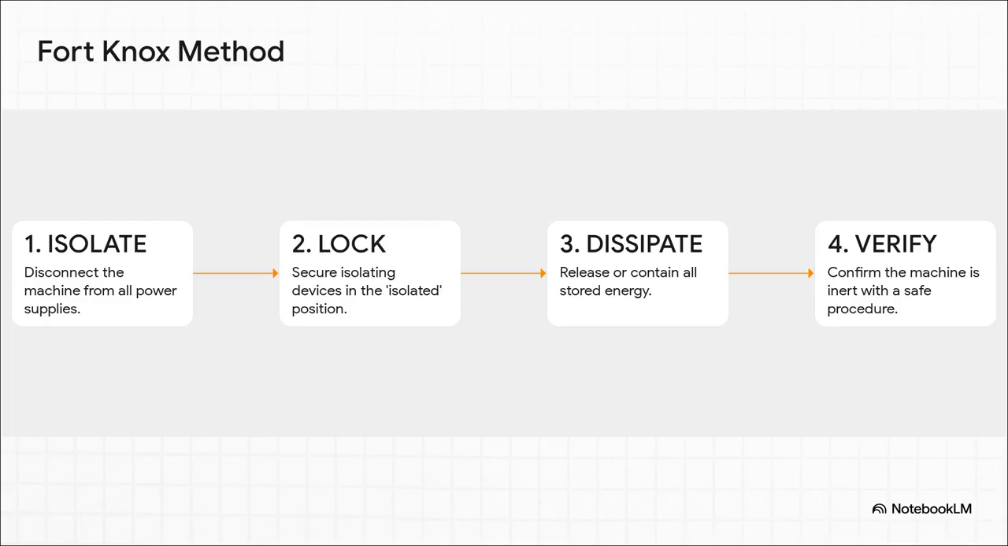This is the four-step Fort Knox method for making absolutely sure a machine is safe. First, you isolate it from every single power source. Second, you lock it out so that nobody can accidentally reconnect it. Third, you dissipate all of that hidden, stored energy. And finally, and this part is so critical, you verify. You have to use a safe procedure to prove without a doubt that the machine is truly inert before anyone goes near it.